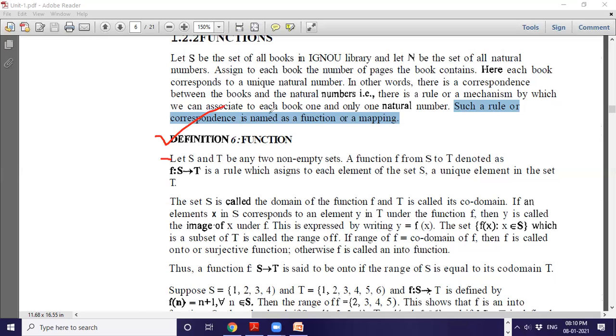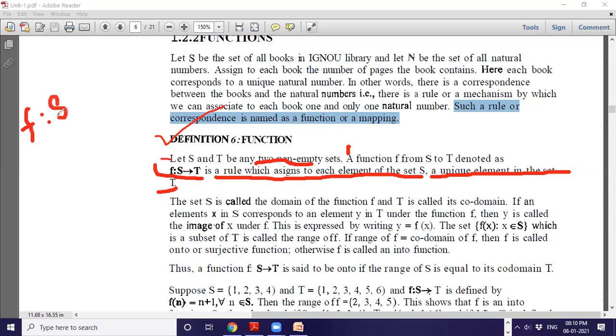Let S and T be two non-empty sets. A function f from S to T, denoted as f goes from S to T, is a rule which assigns to each element of the set S a unique element in the set T. So what does the definition say? Assign every element X of S with some element, say Y of T. Okay, that is unique.